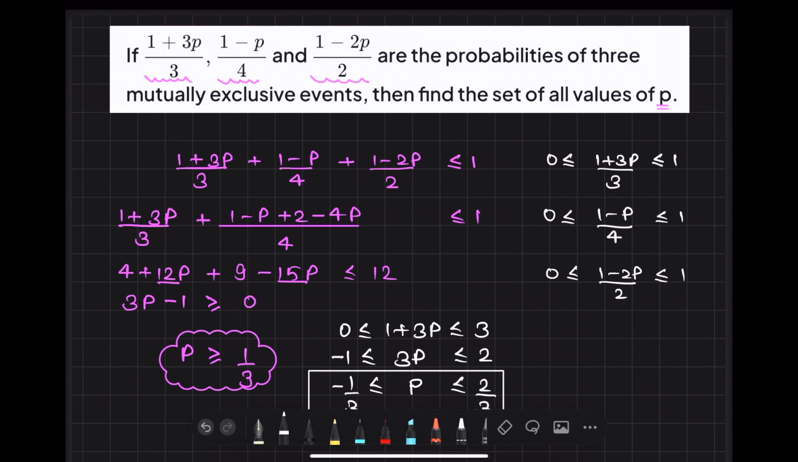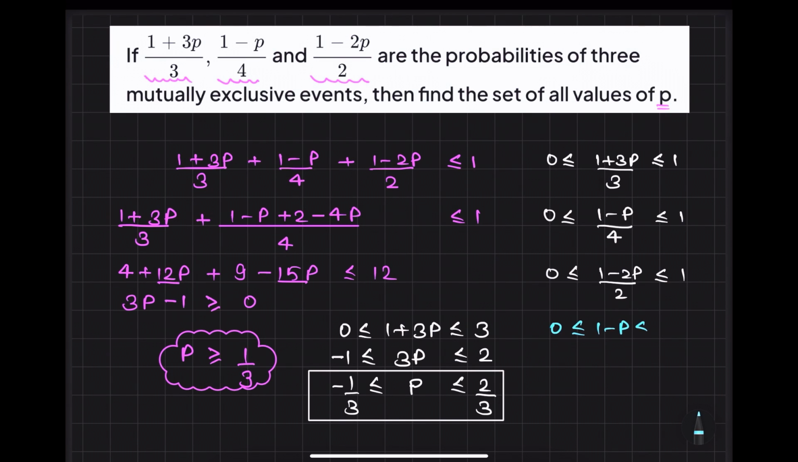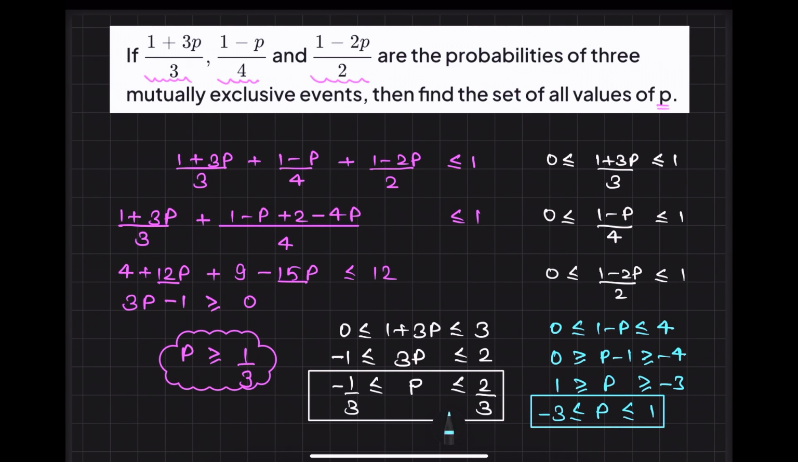now we will solve the next component. In the next component we have to multiply by 4. So 0 to 1 - p to 4. Now I'll multiply all sides by negative because I have to change the sign of p. If we multiply by a negative, the sign of the inequality will change. Okay, minus 4, and then we will add 1 on all sides. So 1 to p to minus 3. Can I say that p will range from minus 3 to 1? So this is what we got if we solve the second idea.